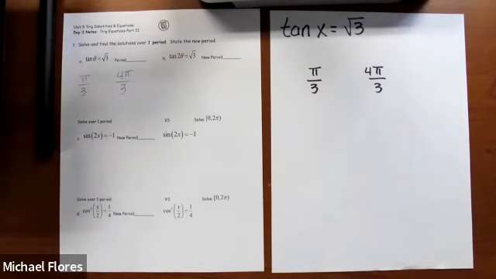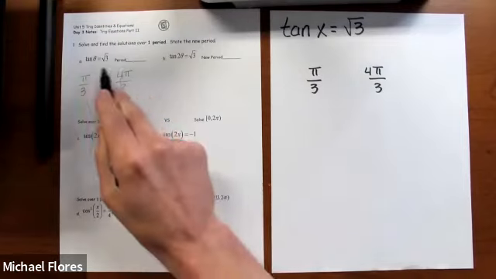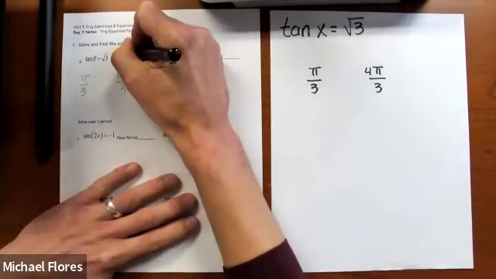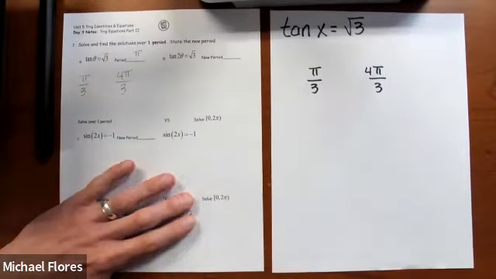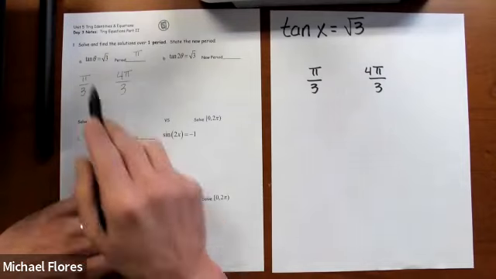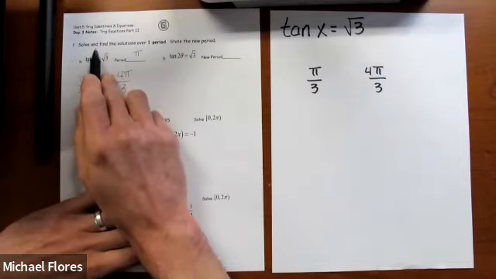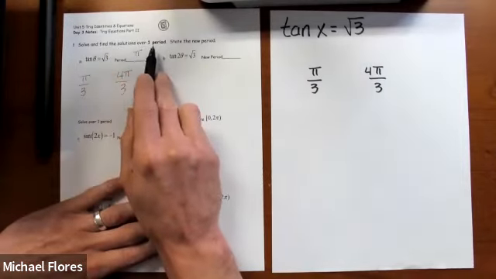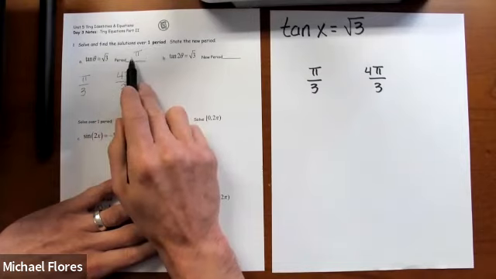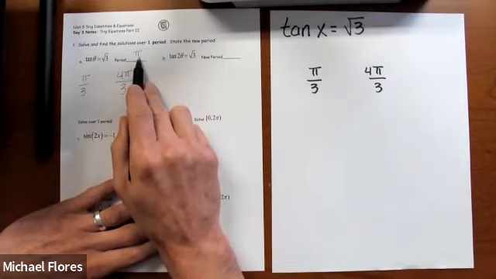I didn't lie, but I just forgot about something. Those are potentially our answers for example A. What we now need to remember is, what is the period of tangent? It's pi. It's not 2 pi, it's pi. And we need to read the directions. Solve and find the solutions over 1 period. Well, 1 period for tangent is pi.